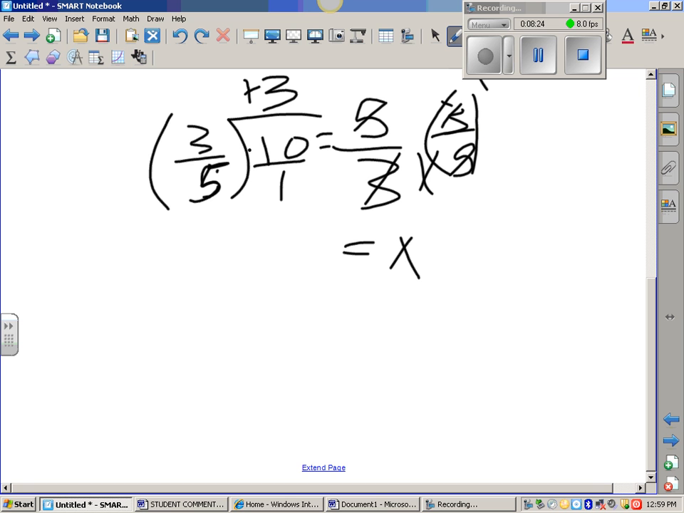We're going to multiply by 10 over 1. Do you want to cross simplify, or do you want to do top times top and bottom times bottom? Whichever one you like. Okay, so top times top, 3 times 10 is 30 over 5 times 1. What kind of fraction is that? You can simplify it. How many times does 5 go into 30? 6.